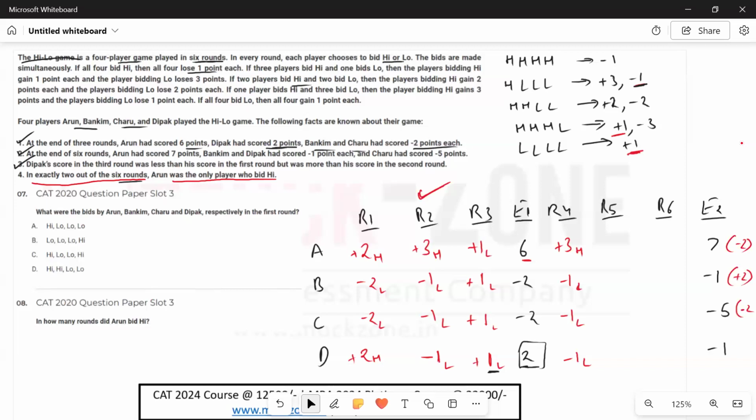ठीक है? And for D, it's at 1. 2 minus 1, 1. It needs to come to -1. So it needs to take -2 more. ये सब वैल्यूज हैं जो R5 एंड R6 से आएंगी. ठीक है. अब फर्दर कैसे करेंगे इसको? R5 और R6 में क्या होगा?